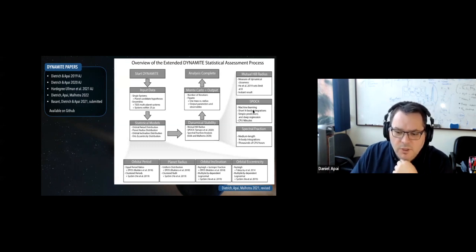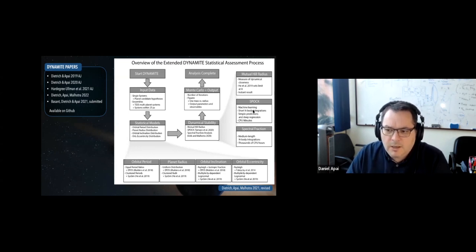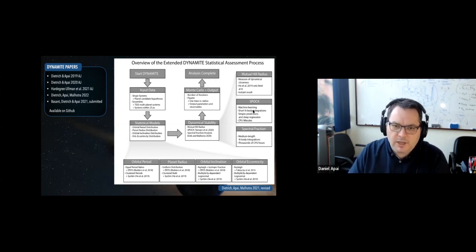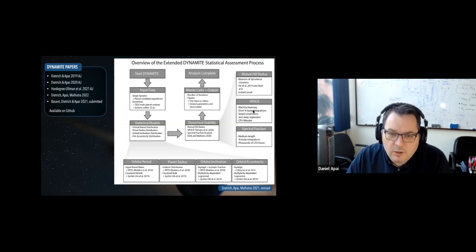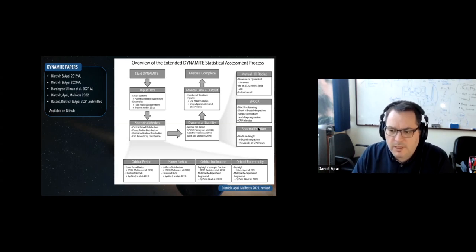We have also used SPOC, a powerful machine learning based method developed by Dániel, which is based on short N-body integrations and deep learning trained on that training set. Very efficiently, in a couple of minutes, it can predict with high likelihood, but not with certainty, whether an orbit is stable or not.